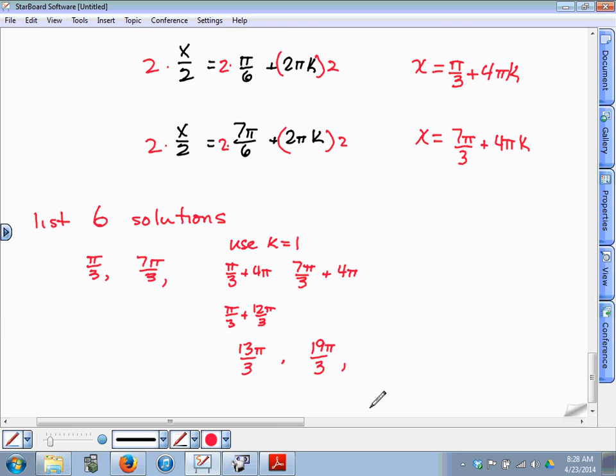We could use k equals -1. We could use k equals 2. I'm going to use k equals 2. K equals 2. That means it's going to be pi thirds plus 8 pi. 7 pi thirds plus 8 pi. Or I guess we could have just added 4 pi onto these. Would have been the same thing. Anyway.